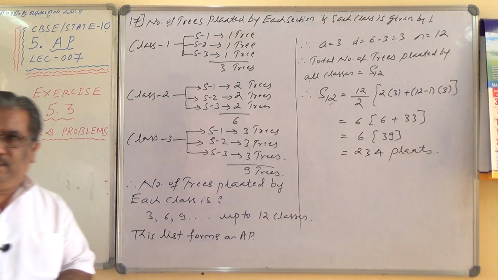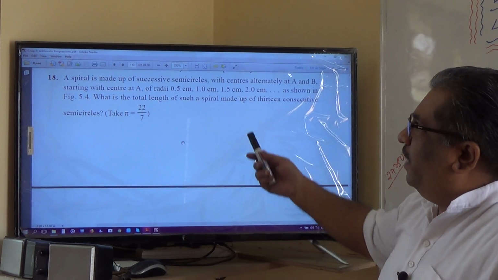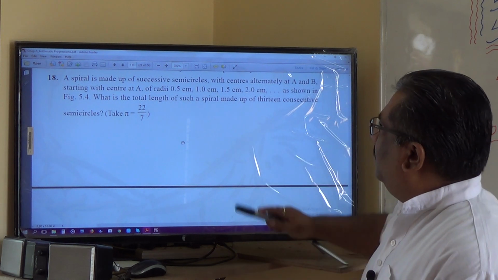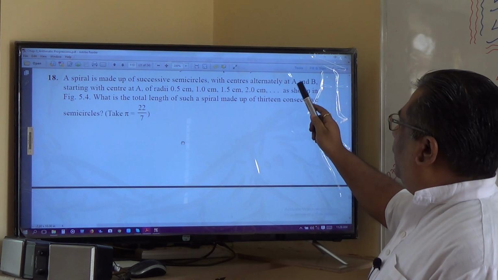So note it down. 18th question. A spiral is made up of successive semicircles with the centers alternatively at A and B.